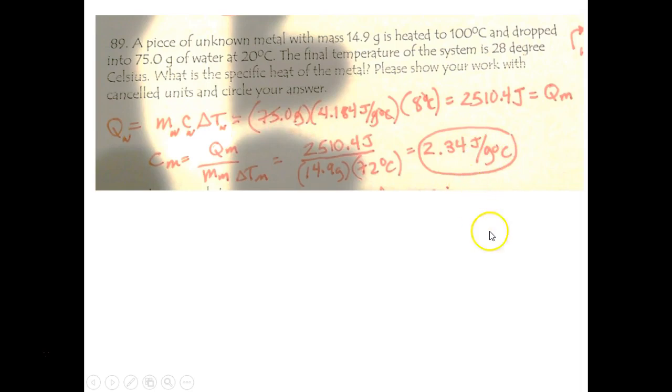Oftentimes they have you look that stuff up in a table to identify the metal. If you get a number that's not between like 0 and 4, you've probably screwed up because almost all known substances fall into that range. That's problem 89.